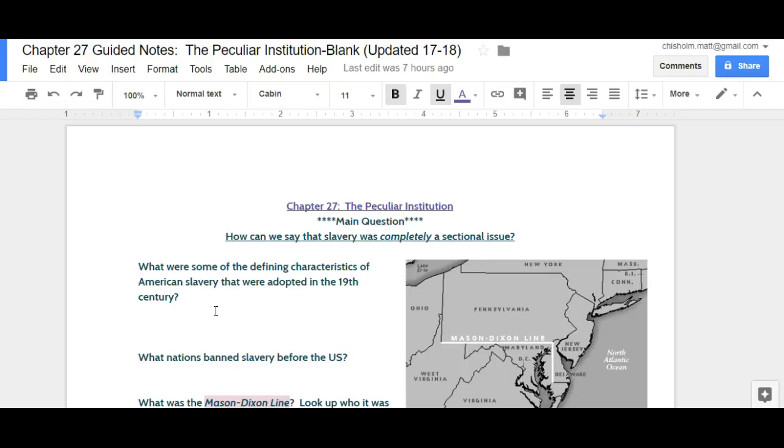And so the main question for this chapter is how can we say that slavery was completely a sectional issue? Not just a little bit, not just dabbling in sectionalism, but completely a sectional issue, right? How did it divide the states into two separate regions? Remember, when we talk about sectionalism, we're talking about America as regions. So this is the North versus the South, right? Or the Union versus Confederacy. How do we get those splits? How did that happen? Let's look at this, guys. The defining characteristics of American slavery.